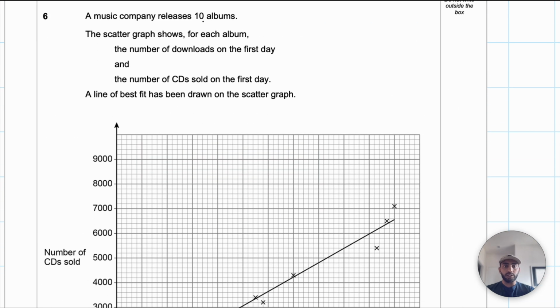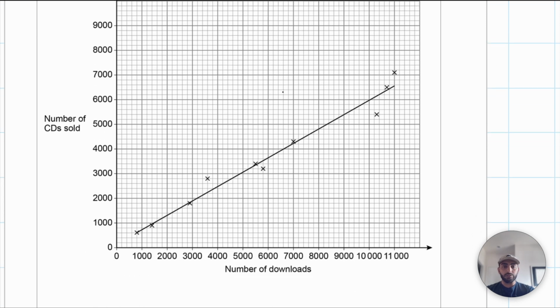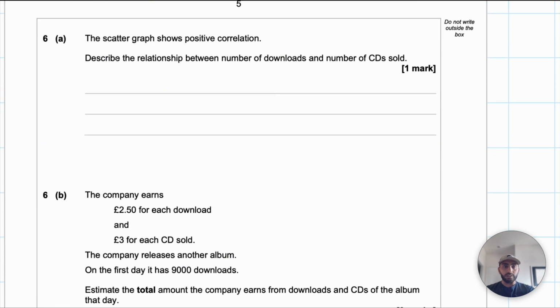Question 6. A music company releases 10 albums. The scatter graph shows for each album the number of downloads on the first day and the number of CDs sold on the first day. A line of best fit has been drawn. The scatter graph shows positive correlation. Describe the relationship between number of downloads and number of CDs sold.